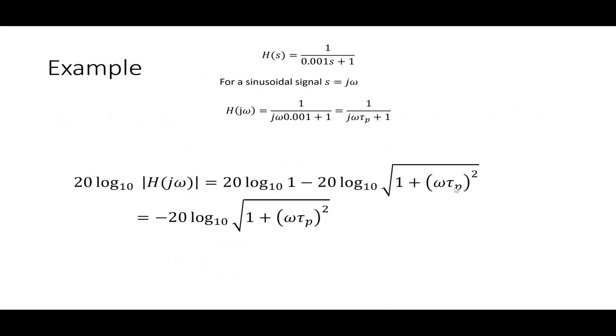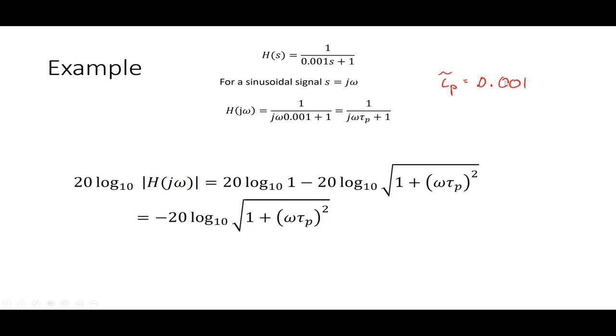So let's look at an example here. We'll continue with this guy. So H of s is 1 over 0.001 s plus 1. Since we're only considering sinusoids, we let s equal j omega, and this guy becomes this. So we said H of j omega is a function of omega. And in general, I'm going to say that tau p is 0.001. So I'm going to define that thing as a tau value, or time constant value.